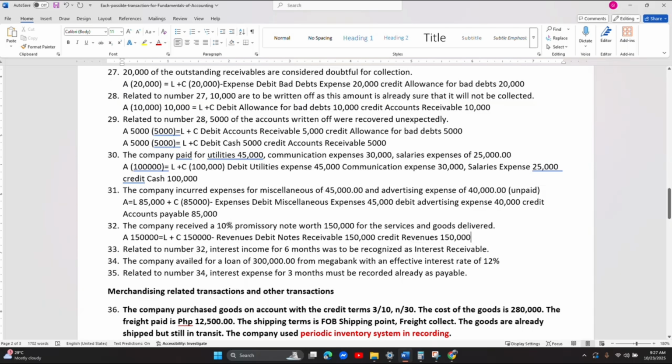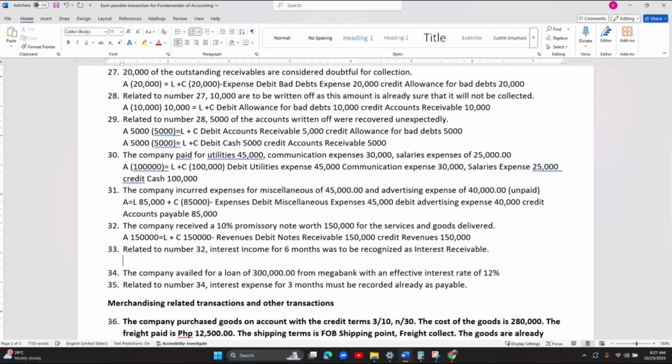How about this 10%, sir? This will just play an important role if we are going to recognize already interest income. And interest income is realized if ever there is time passage. Okay? So we have to wait for the time to pass in order to have interest income, in order to consider this 10%. Okay? And actually that is the subject in number 33.